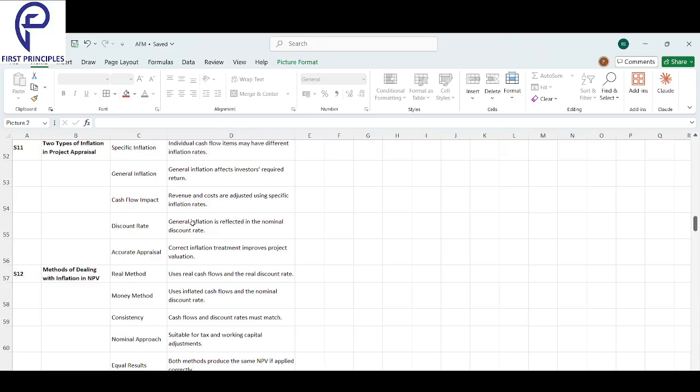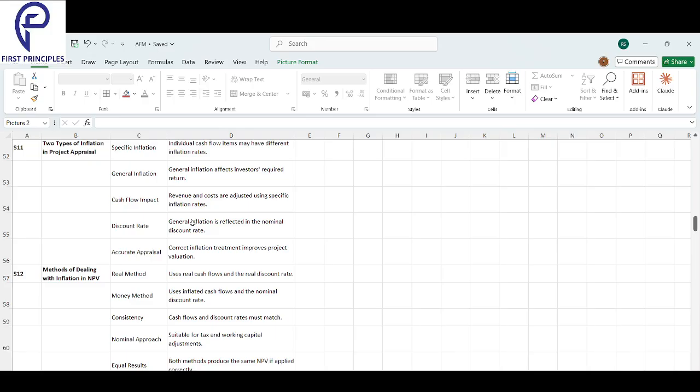General inflation is the overall price. Overall, in the economy, prices have increased by 3% on average. That is general inflation. There's an overall price rise in the whole economy, right? The overall price rise in the whole economy is general inflation.